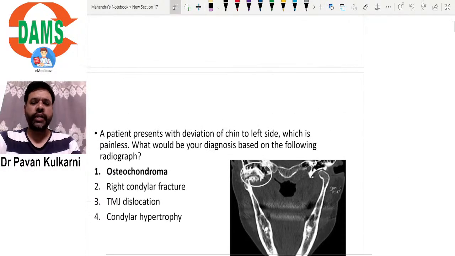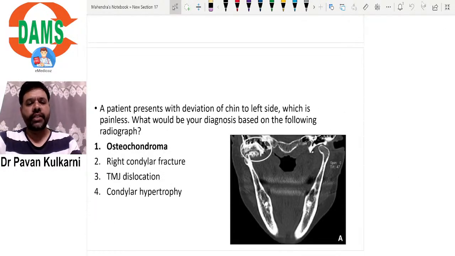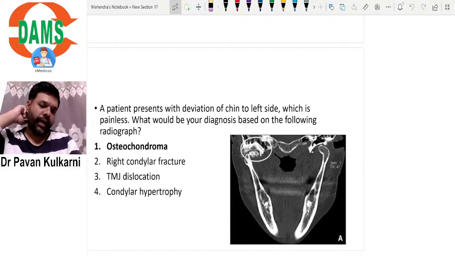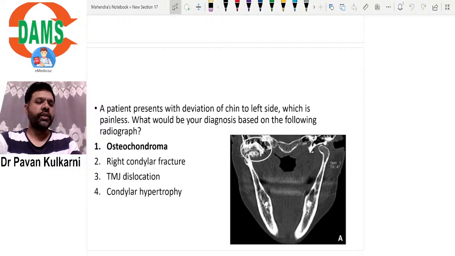There was a question: a patient presents with a deviation of the chin to the left side, which is painless. What would be the diagnosis based on the following radiograph? I could get only this, a coronal CT section. There is one more technetium 99 scan also, but that is not important.